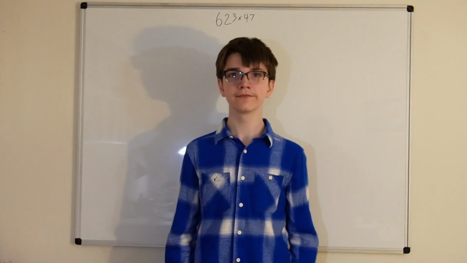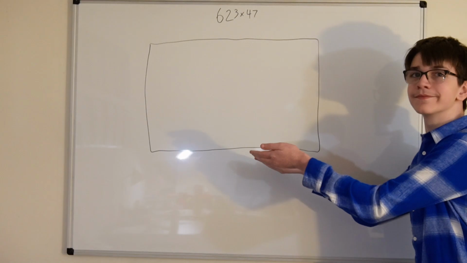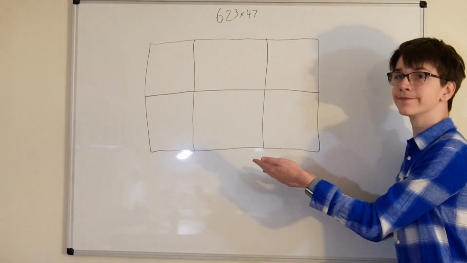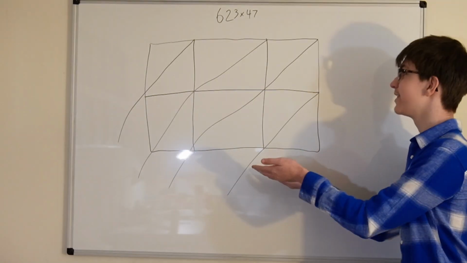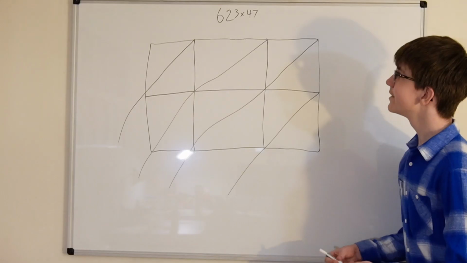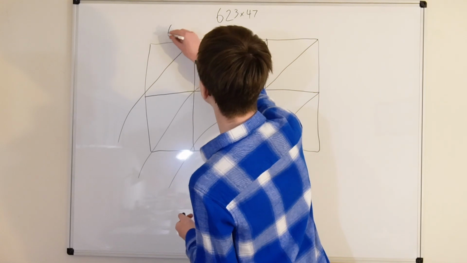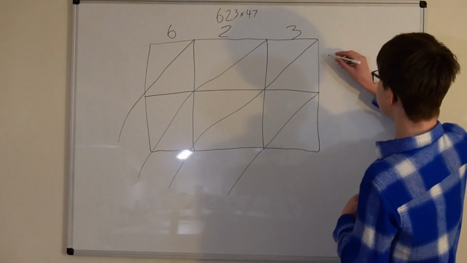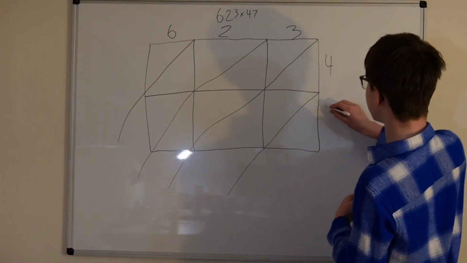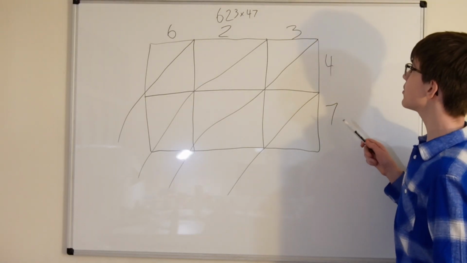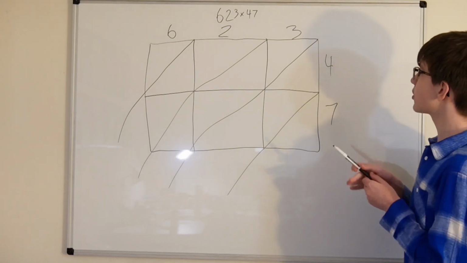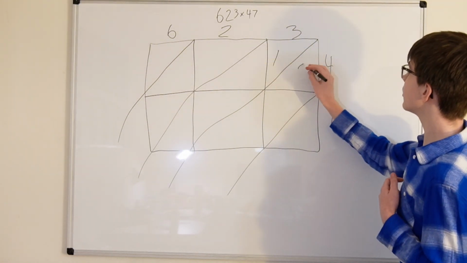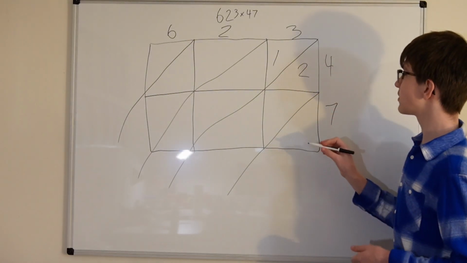First, you will draw a box. You then make that box a grid. You then draw lines. The 623 goes up here since it has 3 digits. This leaves the 47 on the side. Now we start multiplying. 3 times 4 is 12. You put the 1 in the top triangle and the 2 in the bottom triangle.